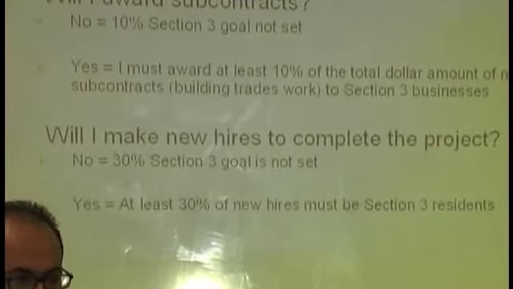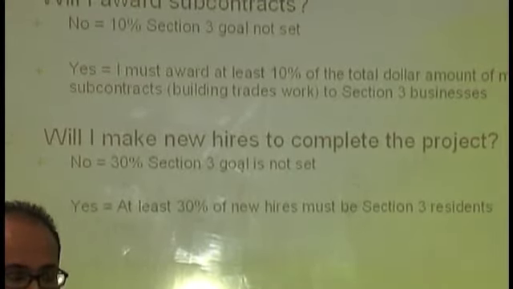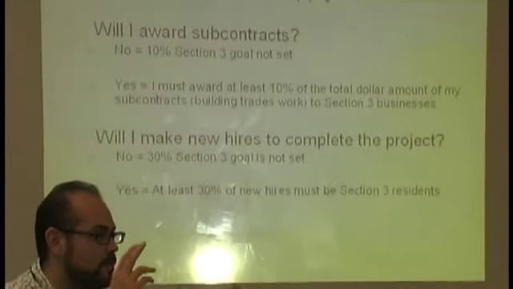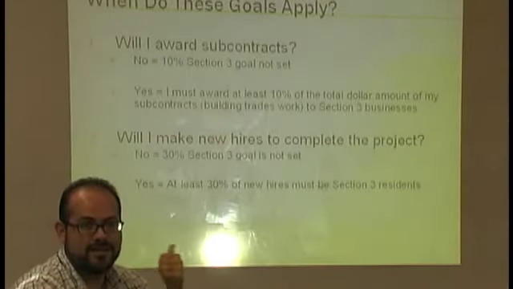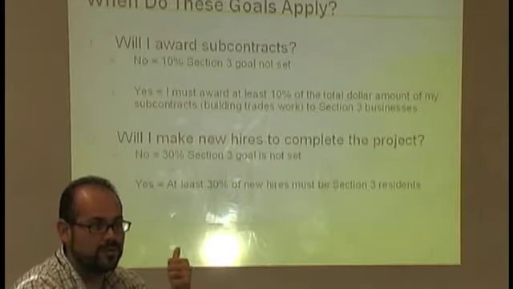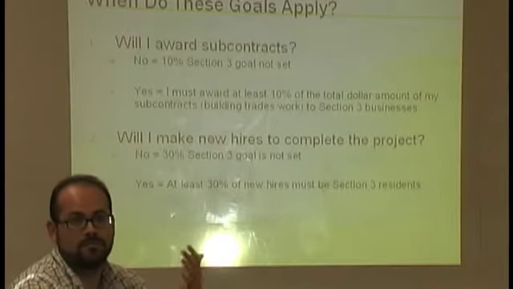This 10% goal applies whenever you award subcontracts. Simple question: will I award a subcontract? If the answer is yes, you have to meet that 10%. You have to award 10% of your total subcontracting dollars to a Section 3 business, or more than one.